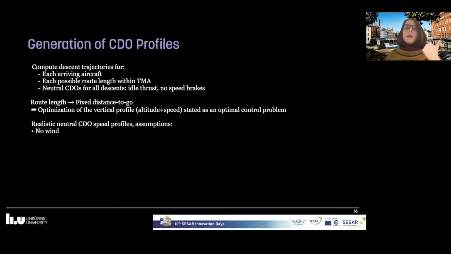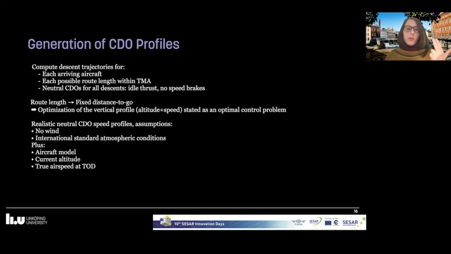We assume no wind and International Standard Atmosphere conditions. And we integrate the aircraft model, the current altitude, the true airspeed at the top of descent, and the distance to go. So let's look at two examples for that.